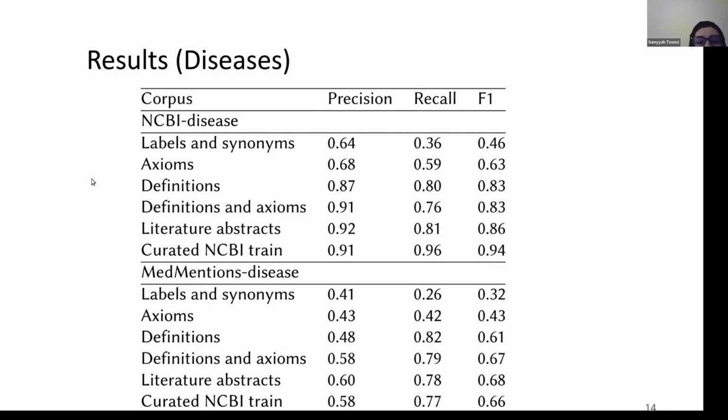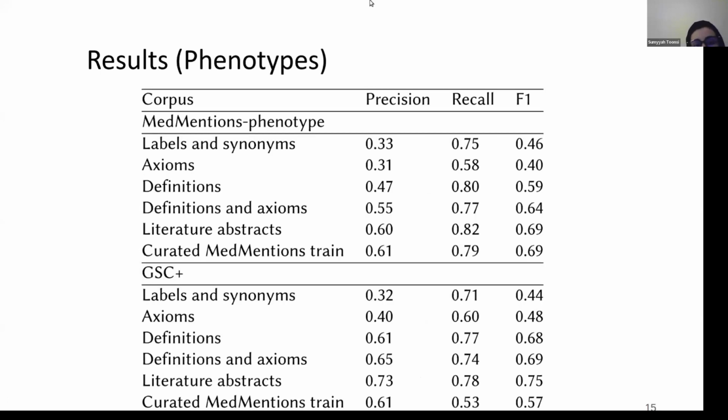So what we wanted to test was how much of this performance is actually dependent on the corpus. So we moved to another corpus and tried to see how things would play out differently. Things actually played out very nicely for us, because you can look at the models trained on the curated NCBI training set, performing at around 66%. But our models that are trained on definitions and axioms are at 67%, and with the literature abstracts at around 68%.